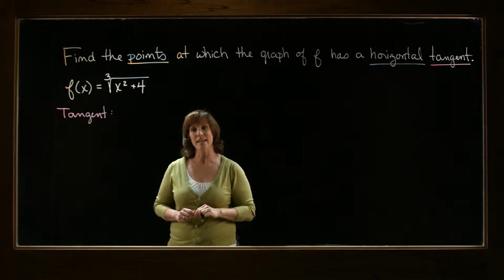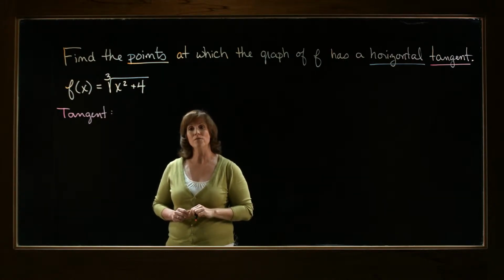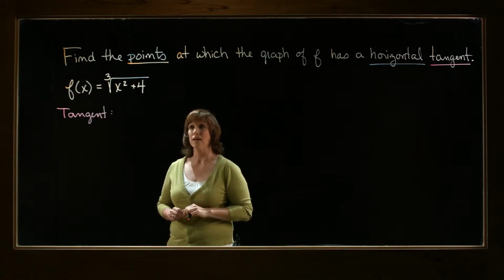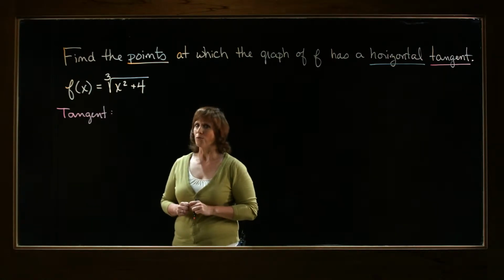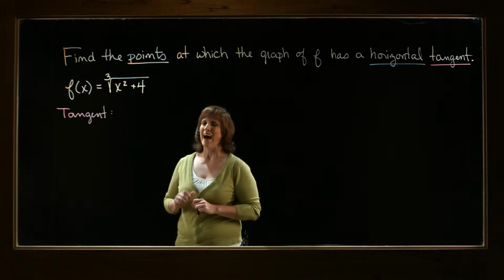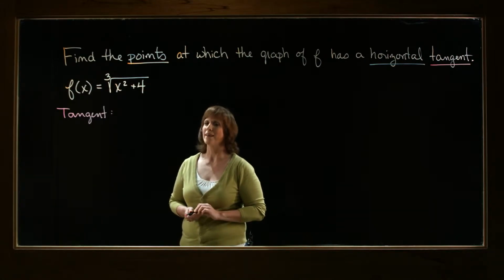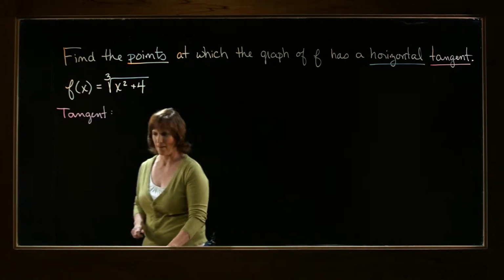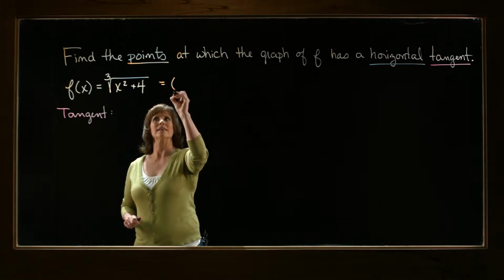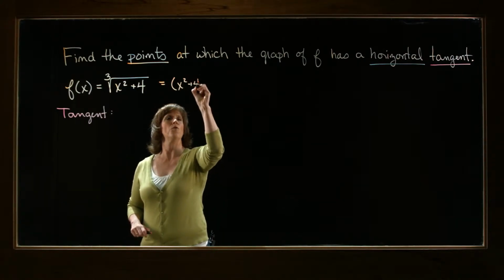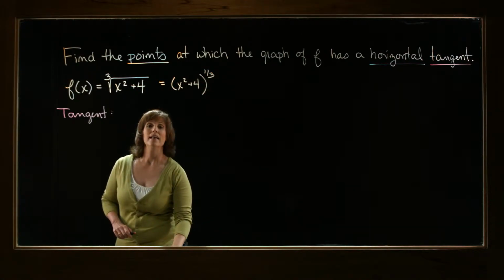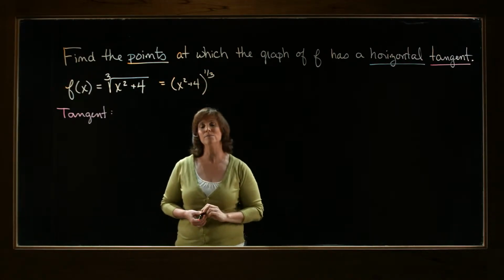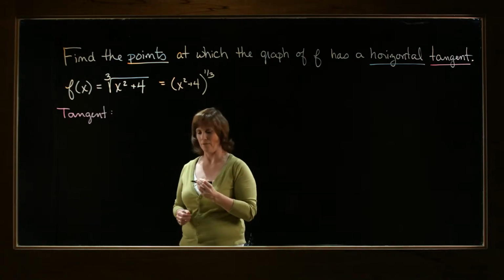We know that the slope of a tangent line is the derivative. So we're going to find the derivative of our function. Now when I look at that function, it's a cubed root. We don't have a rule for differentiating a cubed root. However, with an algebra rewrite, we actually do have a rule. Let's rewrite this as x squared plus 4 to the 1/3 power. Now I can go ahead and use my general power rule to find the derivative.